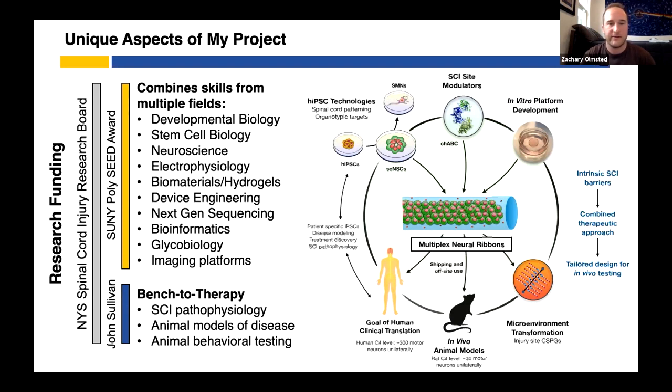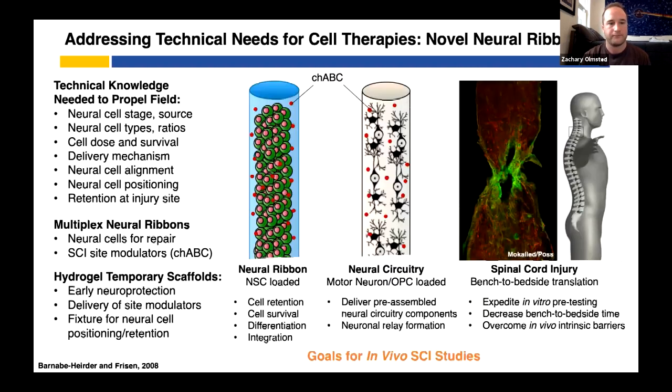We're actually trying to develop something at the bench that can be used to restore function in spinal cord injury. In that part of the project, I get exposed to animal models of disease and also behavioral testing. Altogether, this project is funded by the New York State Spinal Cord Injury Research Board. So we're trying to address some of these pathophysiological and technical needs in the field, and we're doing so in part by creating a multi-purpose platform that combines a number of modalities that are required to overcome these barriers to cell transplantation.